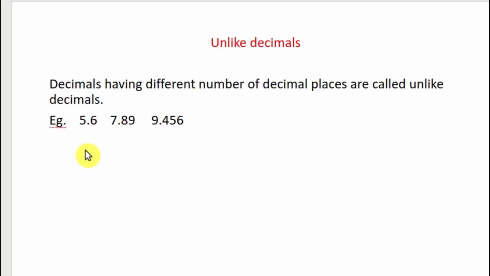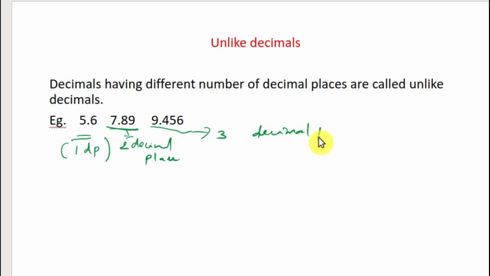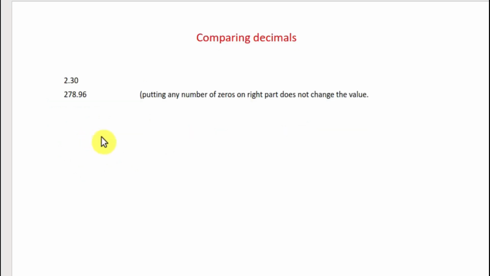Next, unlike decimals. Decimals having different numbers of decimal places are called unlike decimals. Listen here. 5.6 has one decimal place. 7.89 has two decimal places. 9.456 has three decimal places. So in these three decimal numbers, each has a different number of decimal places. They are unlike decimals. Next is comparing decimals.